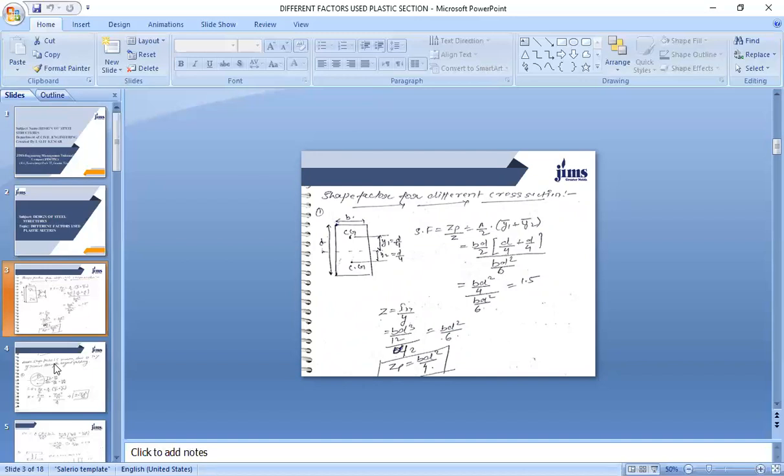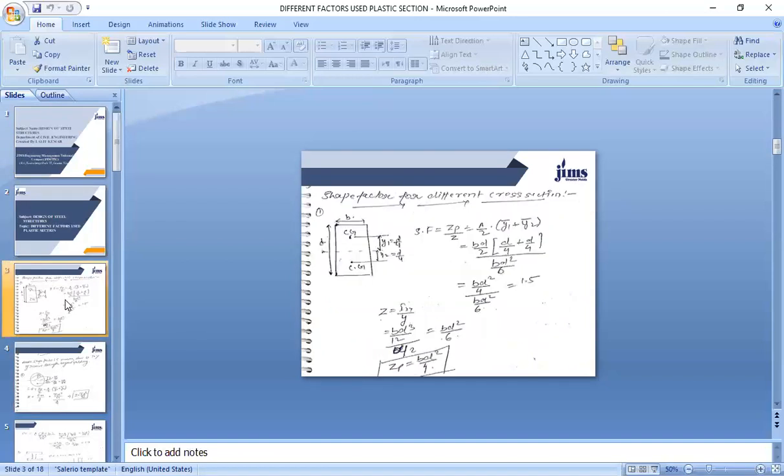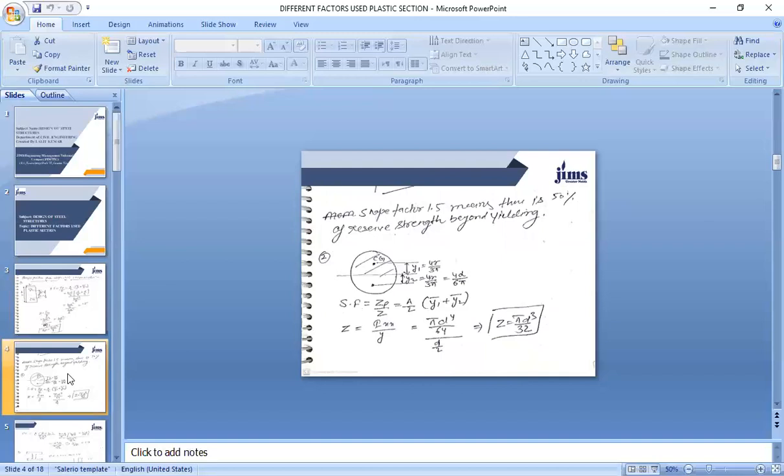This should be remembered because it will be used for calculating the problems. A shape factor of 1.5 means it has a reserve strength of 50%. As I told you earlier, shape factor defines the reserve strength of a particular section. So 1.5 means it has 50% more reserve strength.